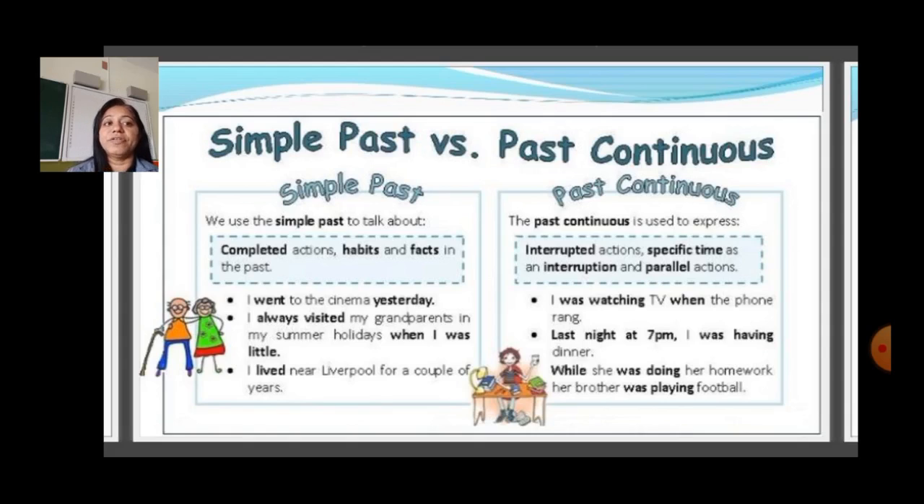Last night at 7 p.m. I was having dinner. While she was doing her homework, her brother was playing football. Here you can see that one action happened, and at that time, the second action was going on. So we can use the past continuous tense.